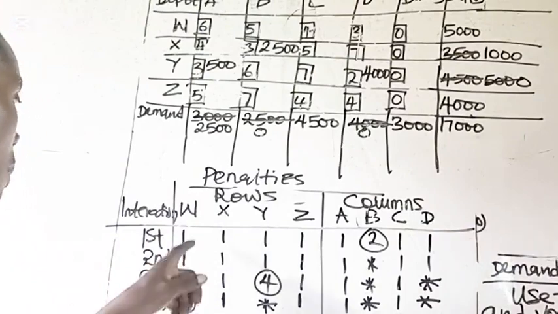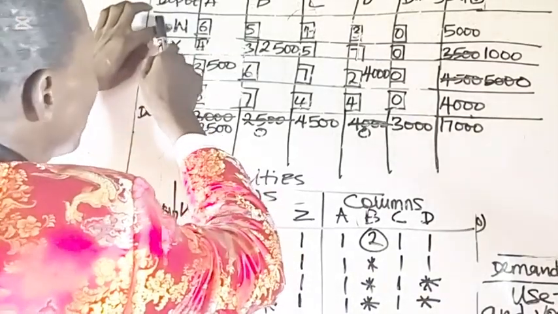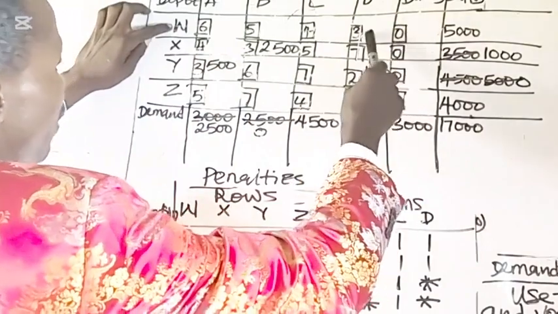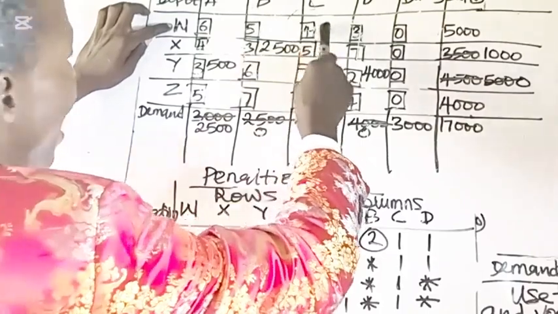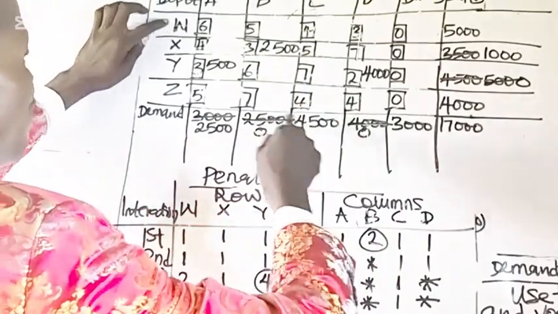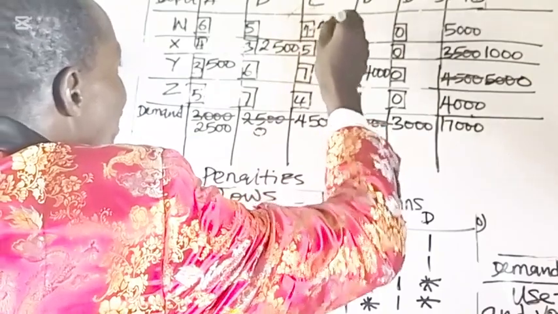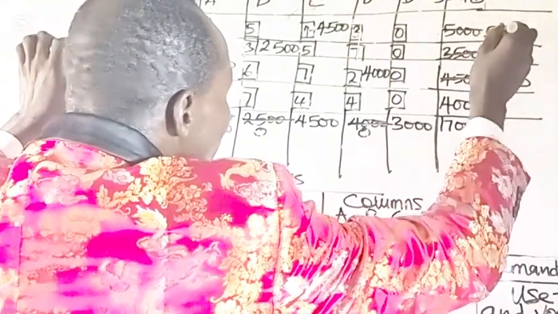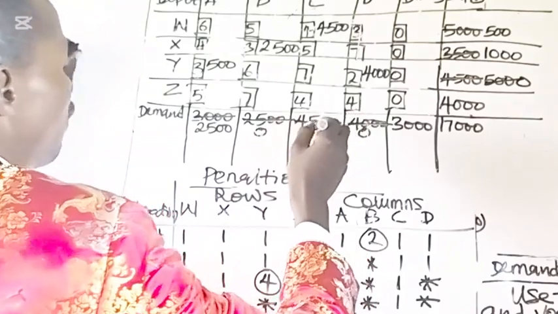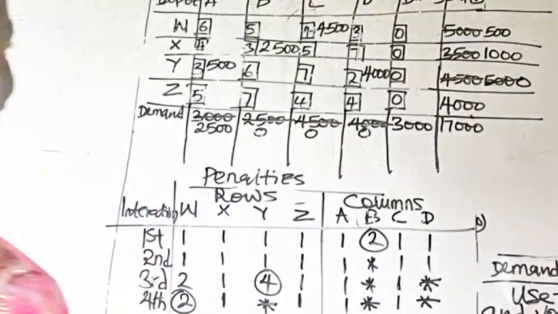You make maximum allocation to the least cost in row W. In row W, the least cost is 4, and you have 5,000 here and 5 here. So you can only give 4,500 here. If 4,500 goes out of 5,000, you'll be left with 500. If 4,500 goes out of 4,500, you'll be left with 0. So that is for that.